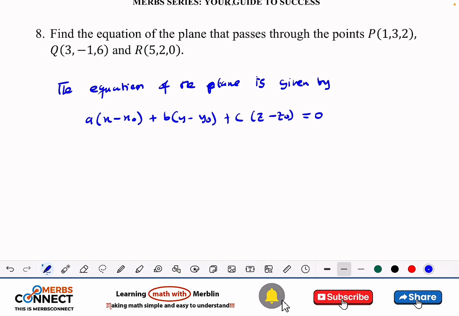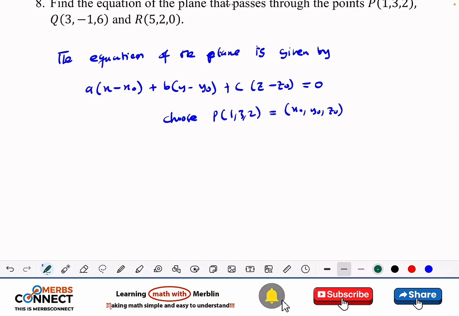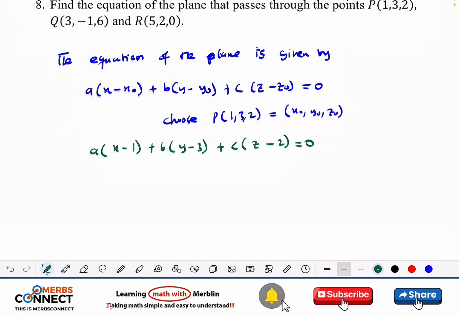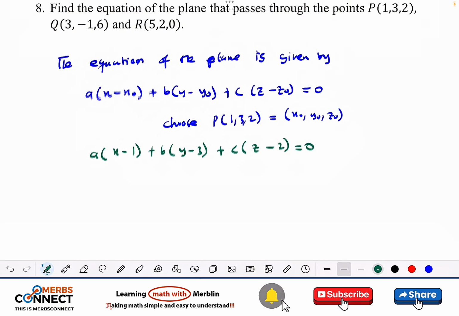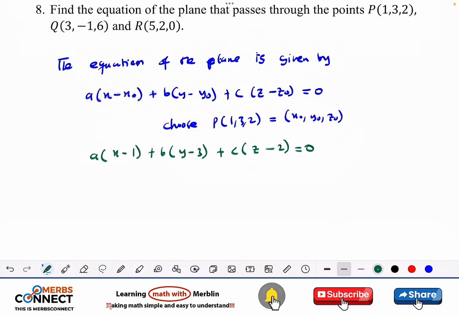So when I do that, since I'm choosing P, which is 1, 3, 2, to be my x naught, y naught, z naught, then my equation of the plane will be a(x minus 1) plus b(y minus 3) plus c(z minus 2) is equal to 0. So I just need a, b, c. A, b, c are the x, y, z of the normal vector.